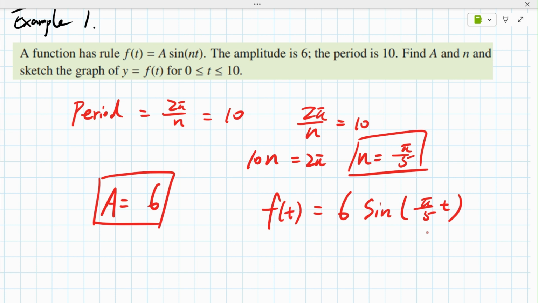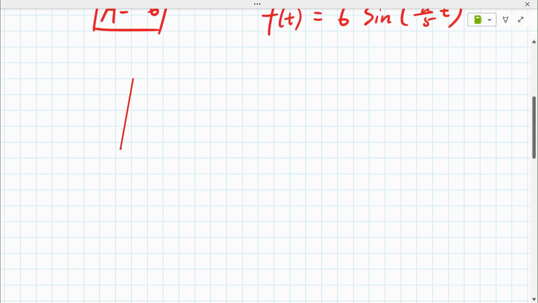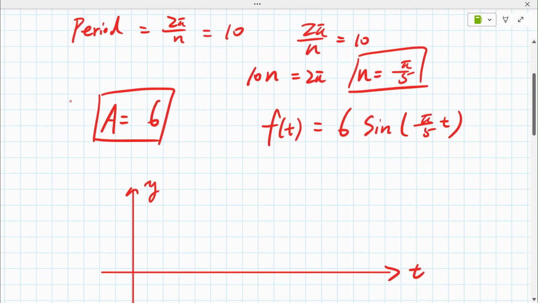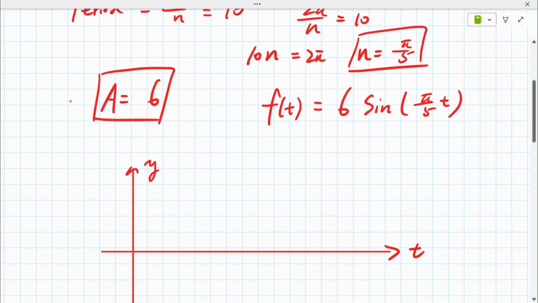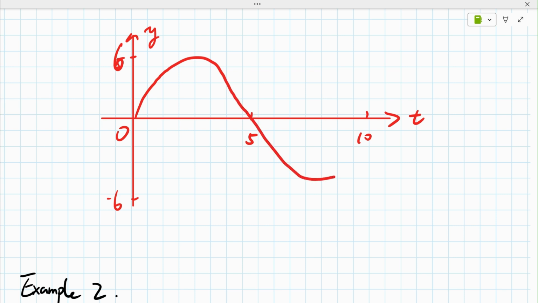If they ask you to graph and sketch the graph, we can start with t and y. We know the period is 10, so we can start with 0, 5, and 10. The range will be 6 and negative 6. So the graph of it looks like that. Hopefully that makes sense.